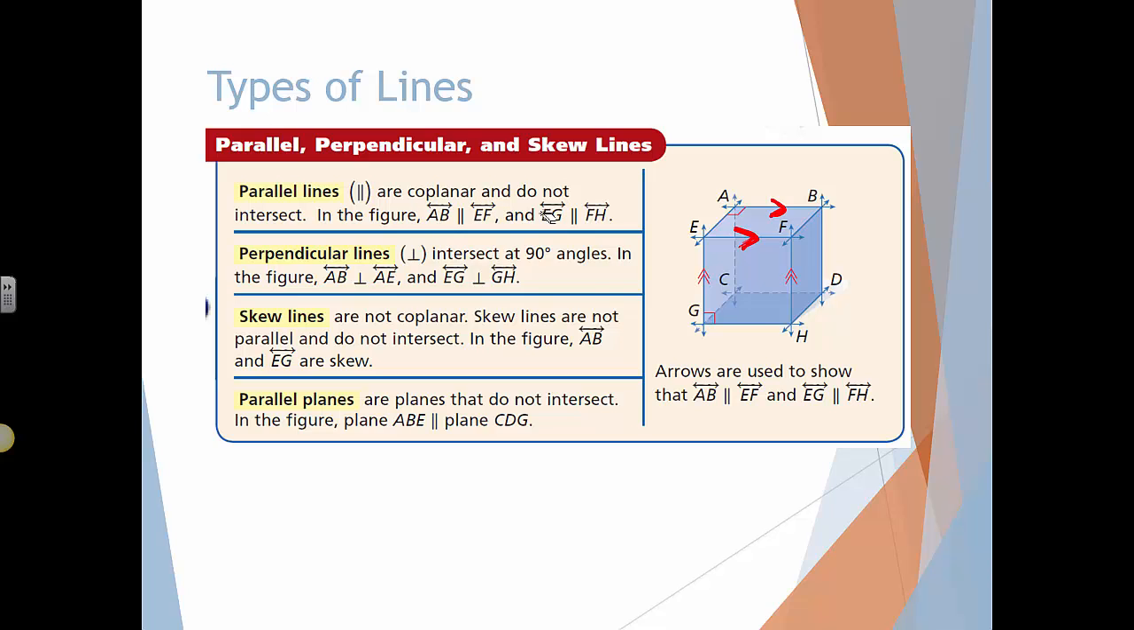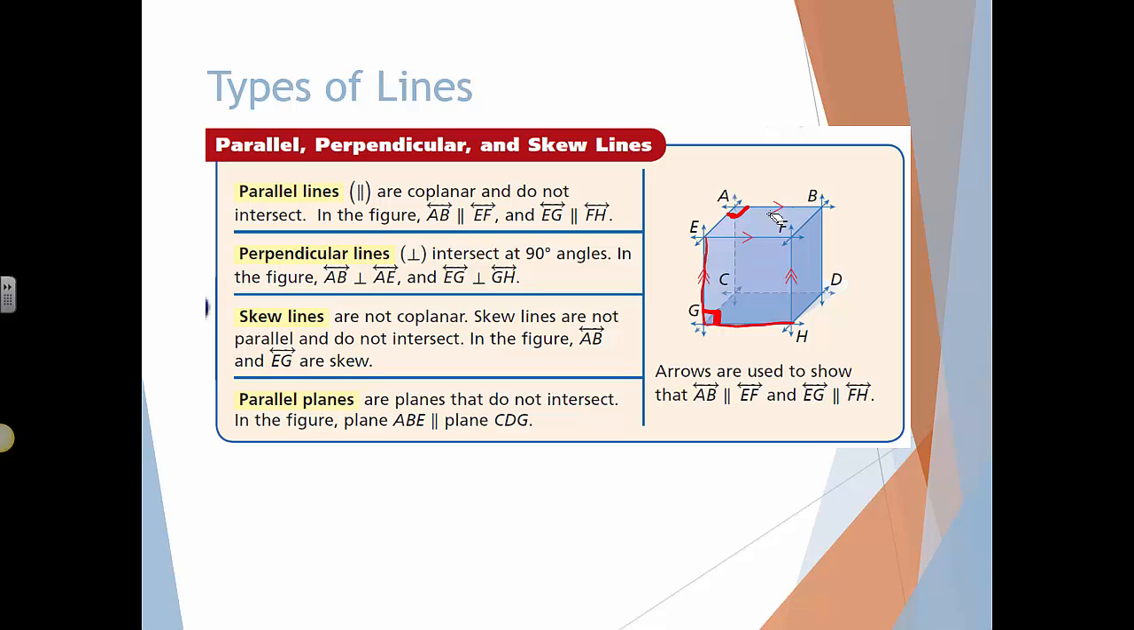Perpendicular lines are lines that intersect to form a 90-degree angle. So if we were to look here and here, we see there's a right angle mark in the corner. So those two lines, because they intersect to form a right angle, would be considered perpendicular lines. We also see here that line AB is perpendicular to line AE, wherever that right angle mark is. If there's not a right angle mark, you cannot assume that they're perpendicular.